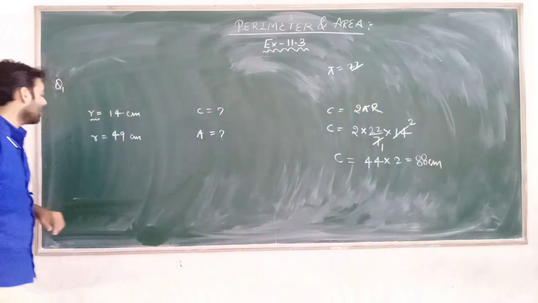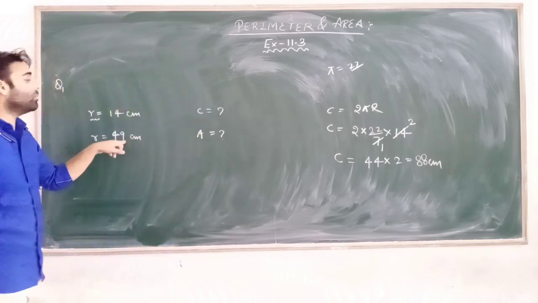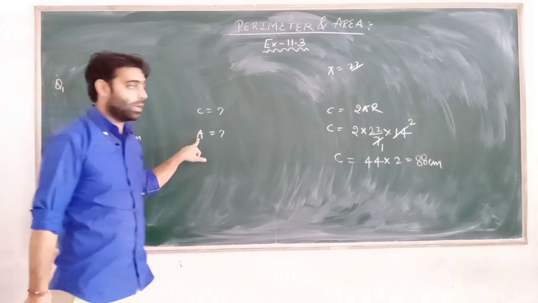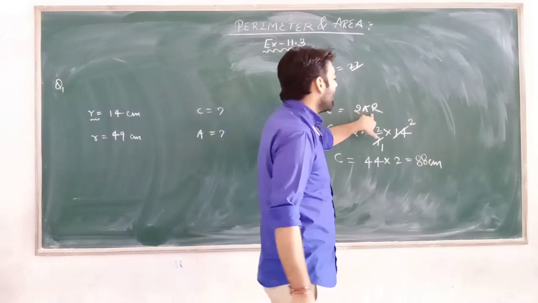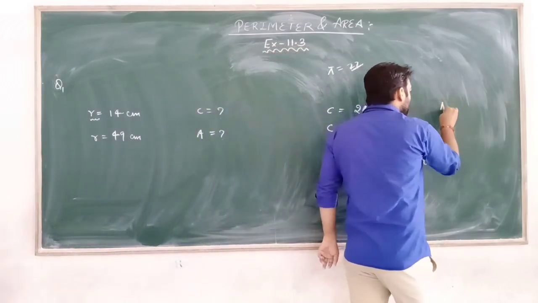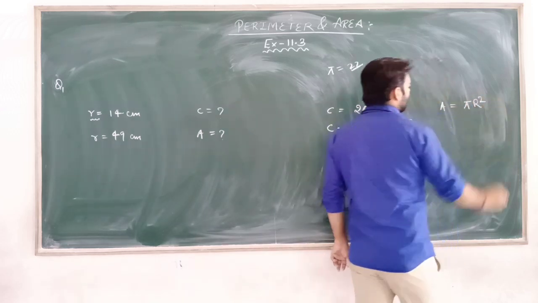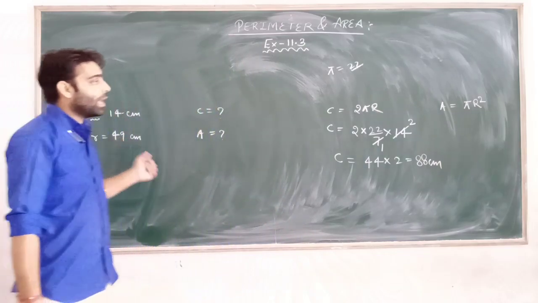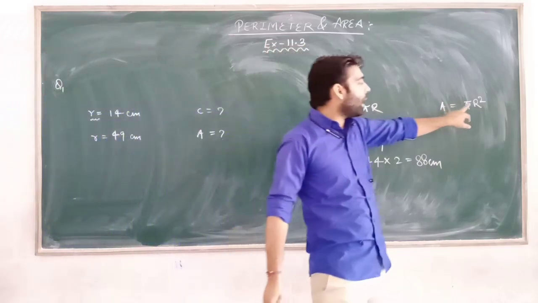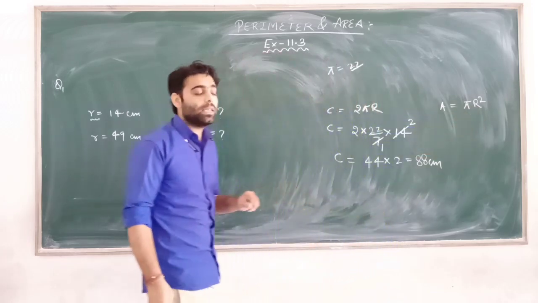Now question number two. r has been given and we have to find the area of the circle. The formula for the area of a circle is A equals pi r square. r has been given, that is 49. We have to put the value of r here and the value of pi, that is 22 by 7.